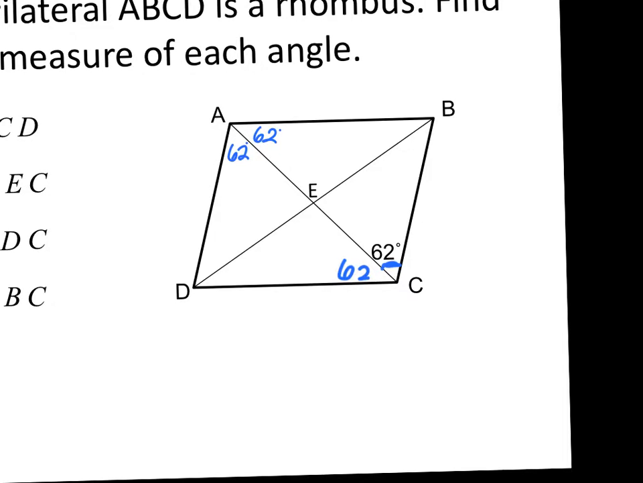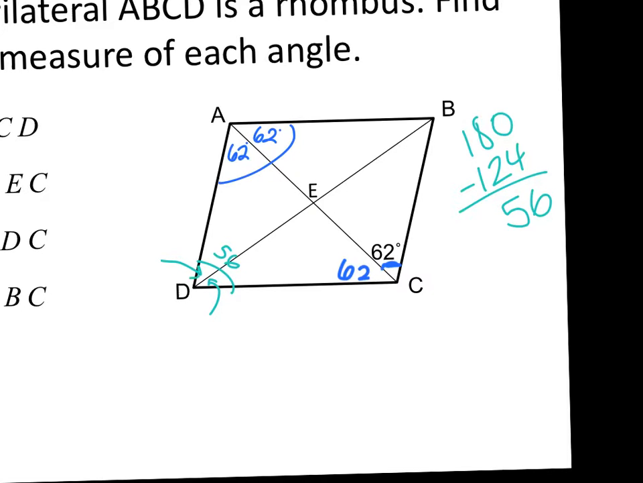What would be true about this angle and this angle? They're supplementary. So if I add 62 and 62, I get 124. Subtract that from 180, and I get 56 degrees. So this whole angle is 56, which means each little part would be half of 56. You with me so far? Which is 28. So this big angle is 56, and this is 28 and 28.